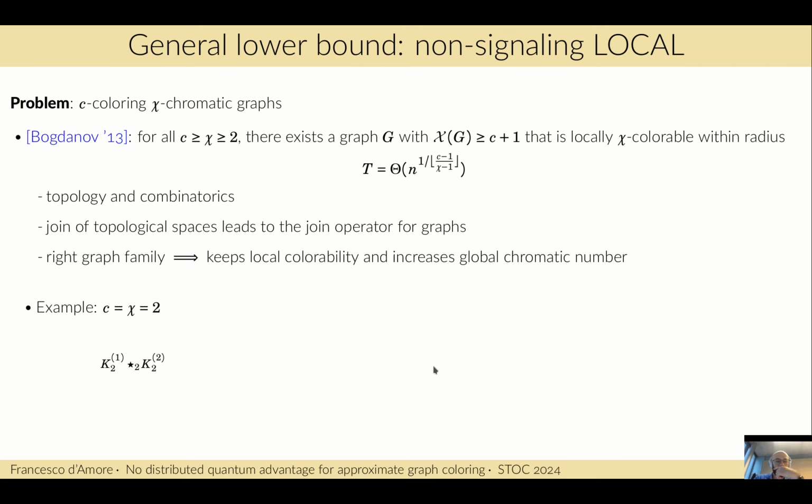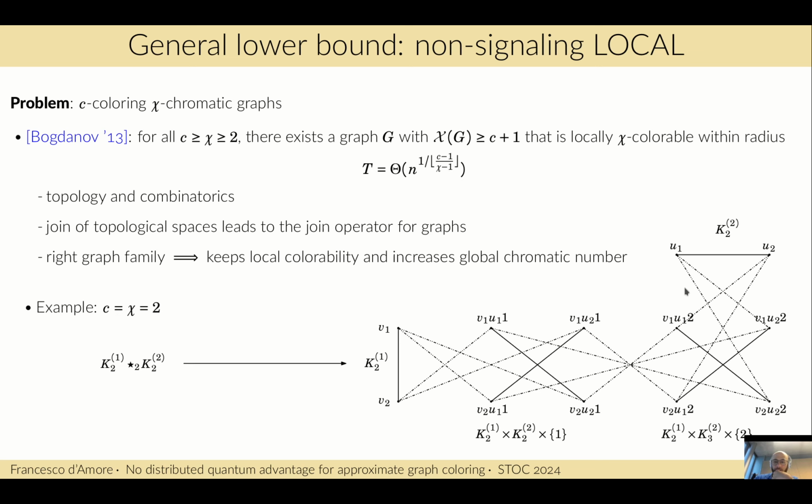And just to give you the flavor of one of these constructions by Bogdanov, for the case C equals chi equals 2, so probably to get the lower bound of 2 coloring 2 chromatic graphs, this would be a cheating graph, so a 3 chromatic graph that has local chromatic number 2. I will not explain this. If anybody is interested, one can look at the original work by Bogdanov.